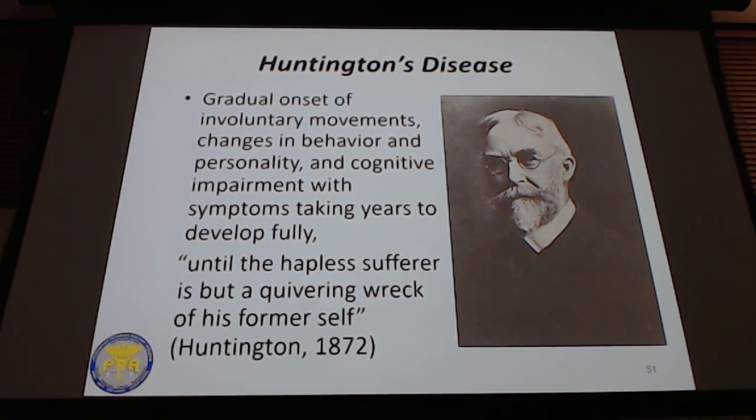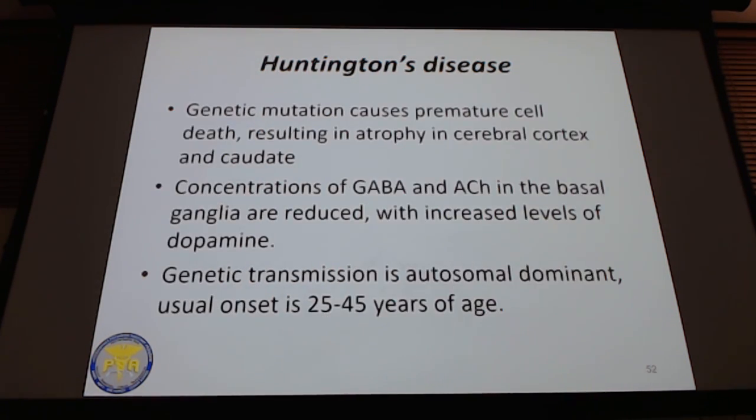Yeah. All right, Huntington's disease. This one is rare. And again, the history's there for you. I think that's powerful. Until the hapless sufferer is a quivering wreck of his former self. So there's some behavioral ones that are associated with this one. So if I'm studying this, I'm like, how is it different from the other ones? Genetic mutation causes premature cell death, resulting in atrophy of the cerebral cortex and the caudate nucleus. Concentrations of GABA and acetylcholine in the basal ganglia are reduced, which increases the level of dopamine.